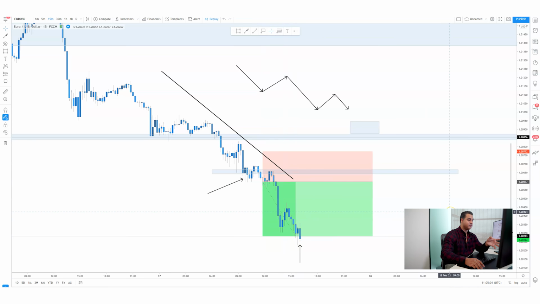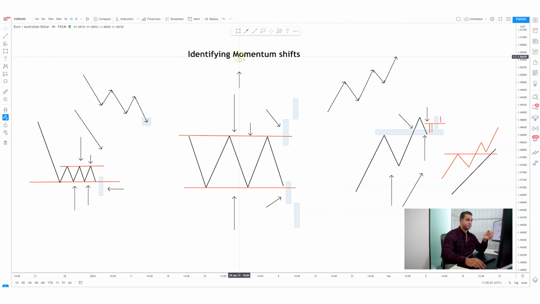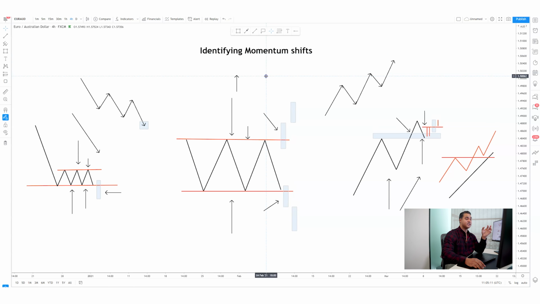So I hope that was useful for you. As I said, please go and back test it. This is how I identify momentum shifts. There are many other ways to do it. But as time goes on with experience, you will start to figure them out and learn them yourself.